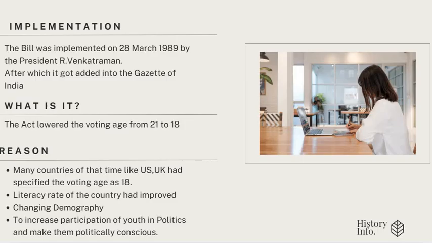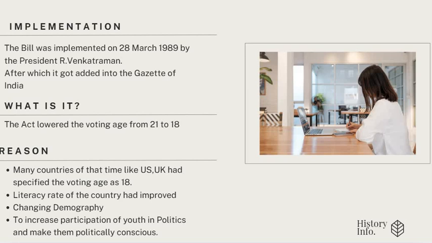Sabha and Legislative Assembly? So the 61st Constitutional Amendment Act lowered the voting age from 21 to 18. So in 1950, when the Indian Constitution came into force, the voting age, or the universal adult suffrage, was initially fixed at the age of 21. And as of 1988, with the 61st Constitutional Amendment Act, this age got lowered from 21 to 18.